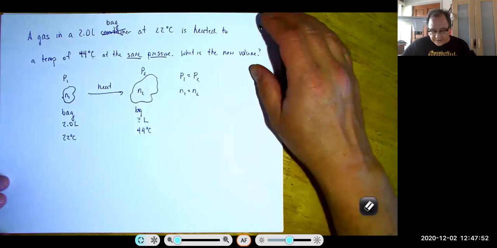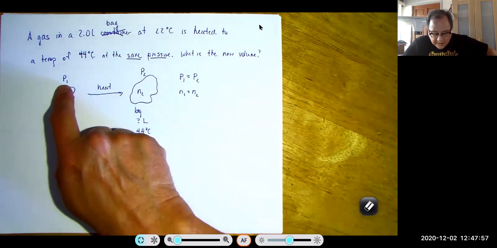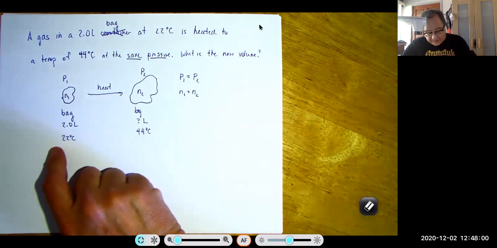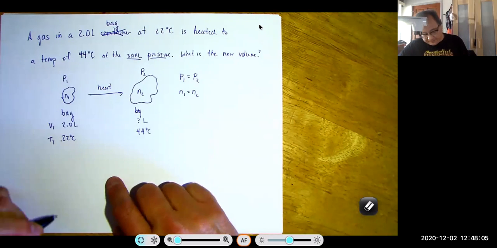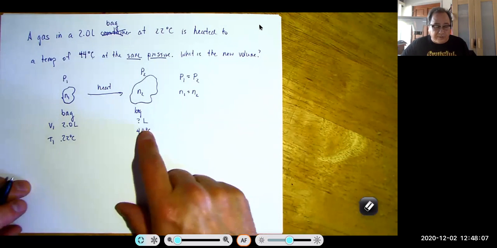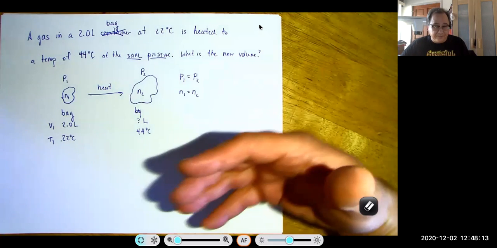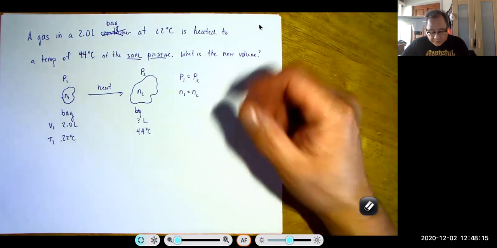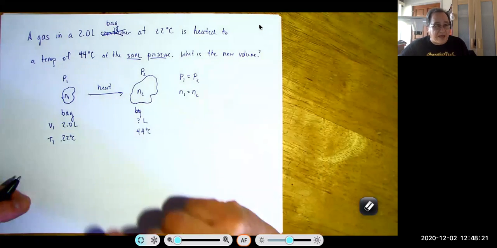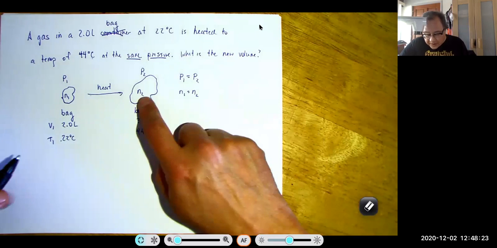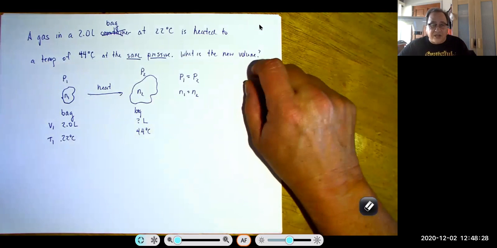Okay, so in the interim, I've drawn a little diagram. So here's P1 and N1 and T1 and V1. And after we heat it, presumably since volume is proportional to temp, the volume should increase. So that's why I drew a bigger bag. Now I have N2 here, but I also have over here that N1 equals N2 because the amount of gas in the bag does not change. We just heat it.